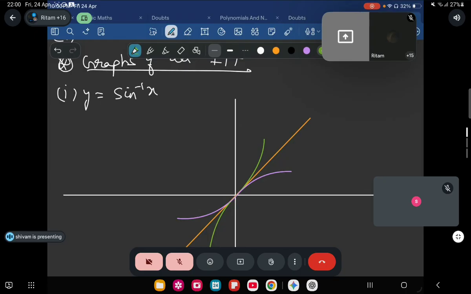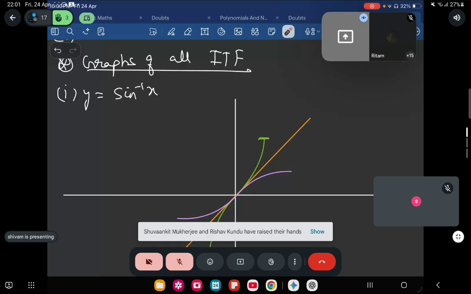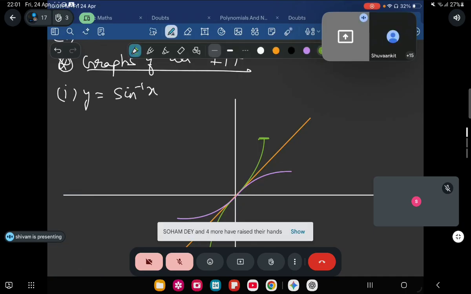Okay. So what are the coordinates of this point? Can anyone tell me? Raise your hand. Yes, tell me. Sir, 1 comma pi by 2. Absolutely correct. At x equal to 1, y equal to pi by 2.